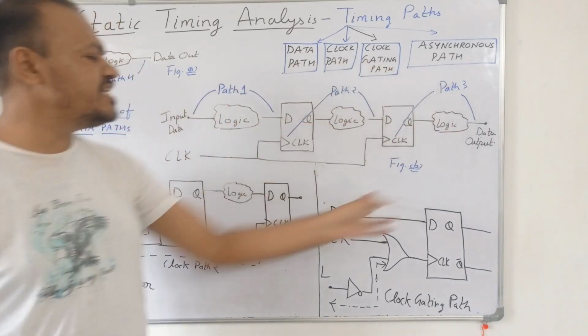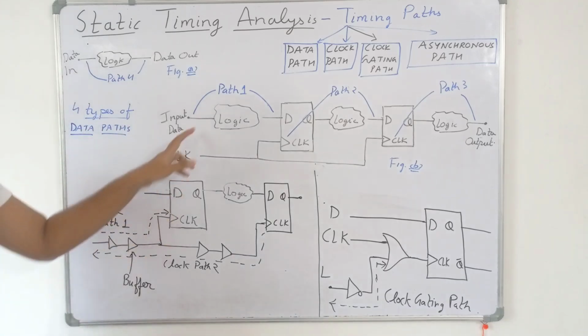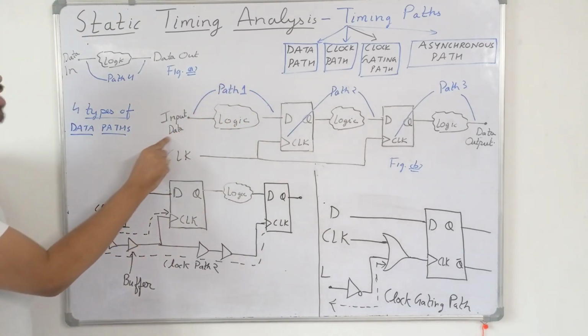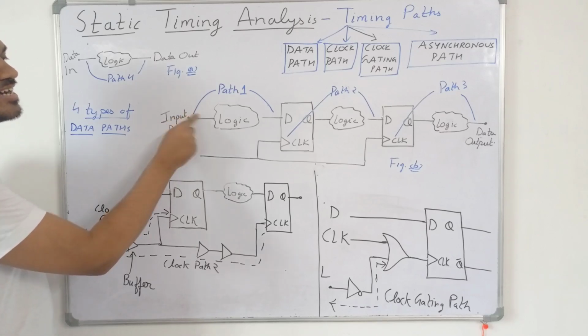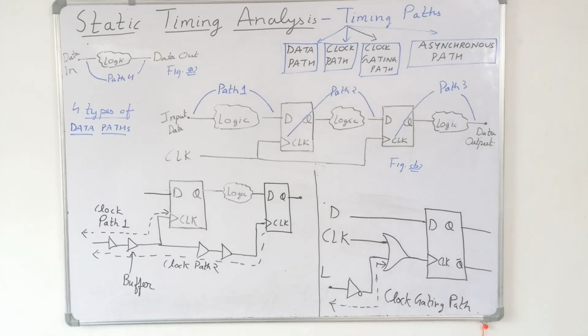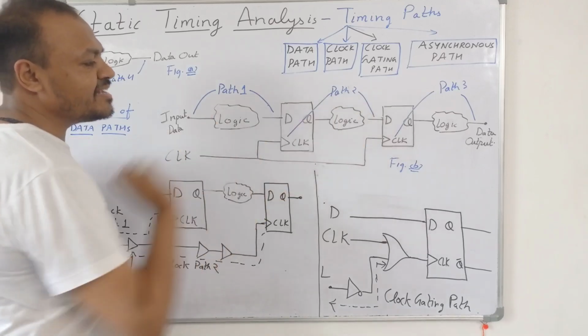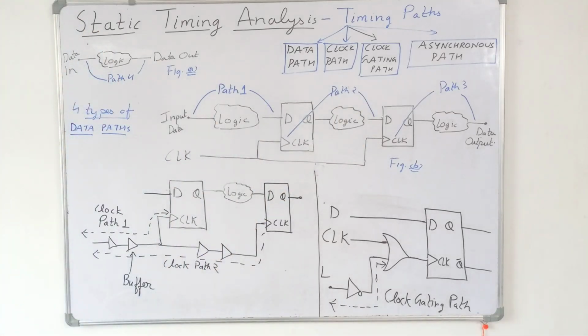So if you see this example, we have defined four types of data paths. This is path 1. It is starting from the input port of the design. This is the starting point and it is ending at the input pin of the flip-flop. Then this path 2 is starting at the clock pin of the flip-flop and ending at the input pin of the flip-flop. So the start point can be either the input port of the design or the clock pin of the flip-flop, and the end point can be either the input pin of the flip-flop or the output port of the design.